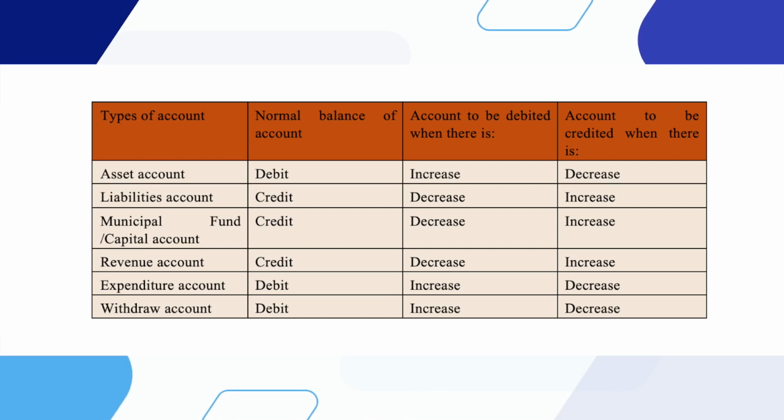For an expenses or expenditure account, the normal balance of the account is debit, and the expenditure account will be debited in case of an increase in expenditure and credited in case of a decrease in the expenditure. And in case of a withdrawal account, the normal balance of the account would be debit, and the account will be debited when there is an increase and credited when there is a decrease.